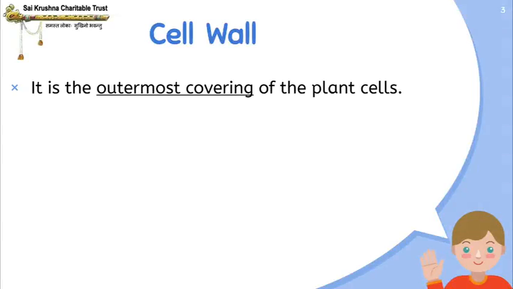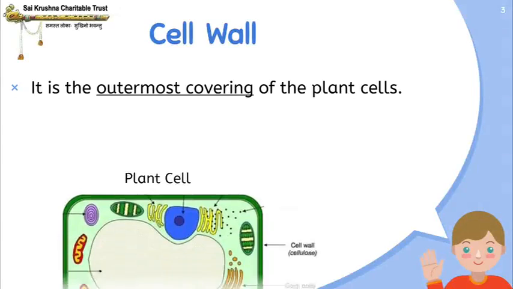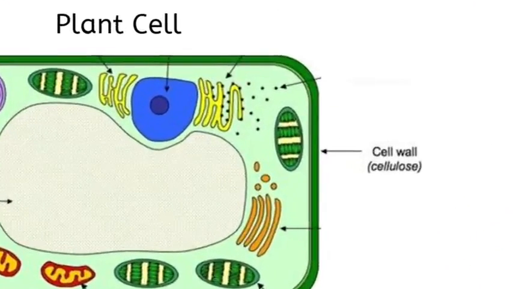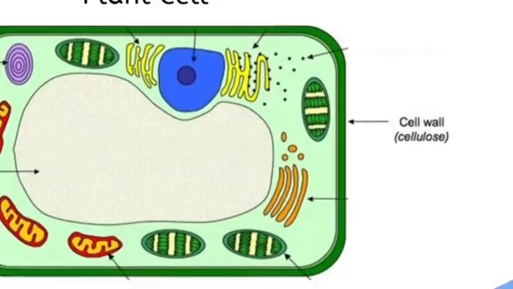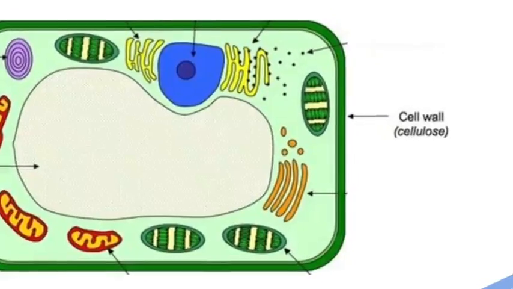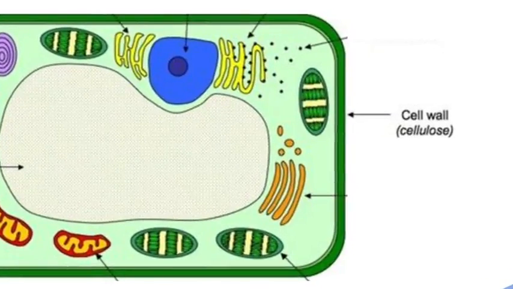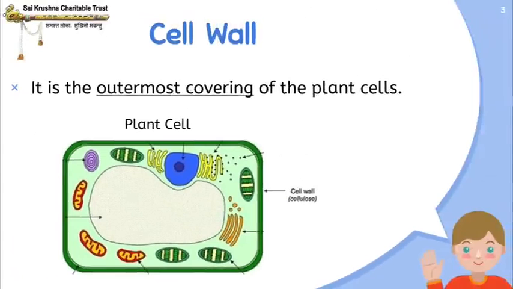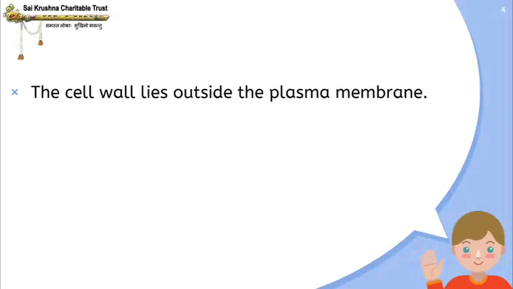Cell wall is the outermost covering of the plant cells. Here we have a plant cell and we can see the cell wall which is forming the outermost covering. Can you see this dark green outer covering? That is the cell wall. Cell wall is the outermost covering of the plant cells. The cell wall lies outside the plasma membrane.